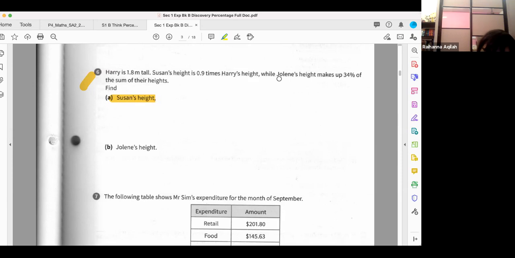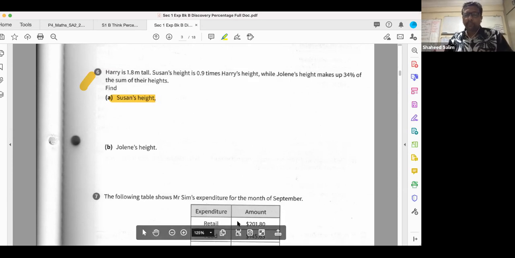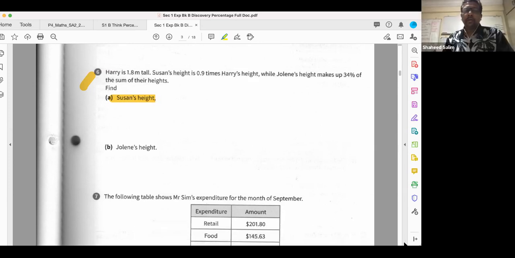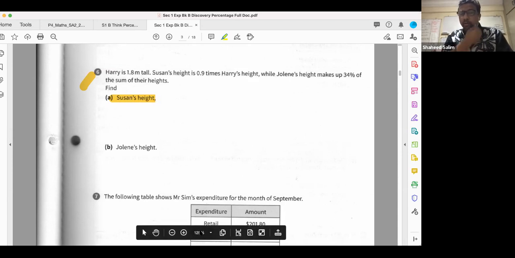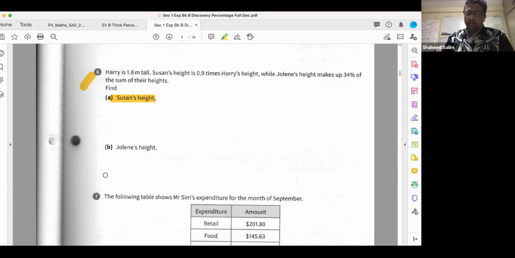Well done, Sophia. What about Hen? Where are you, Hen? Come on, Hen. This is express work. Which one is this, Hen? It cannot be Susan's height so tall. Something wrong here. Okay, it cannot be. No human being is more than 3 meters, or even 2 meters plus. Okay, well done, Hen.